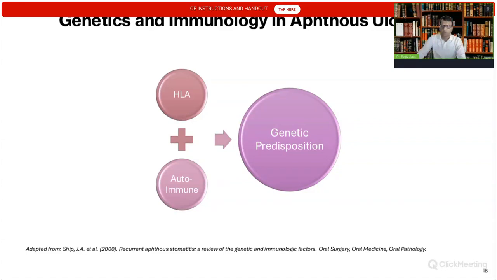Also, aphthous ulcers are associated with autoimmune responses, where the body's immune system mistakenly attacks healthy oral mucosa, leading to ulcer formation. This interplay between genetic markers and autoimmunity highlights the importance of both factors in the recurrence of aphthous ulcers. So definitely, genetics play a very big role in aphthous ulcers.